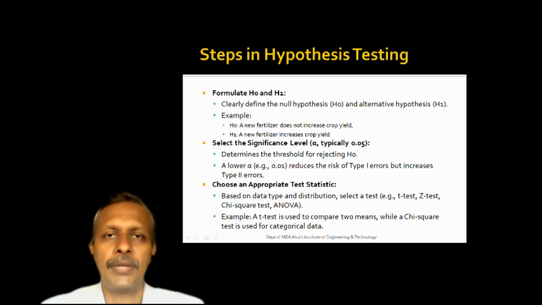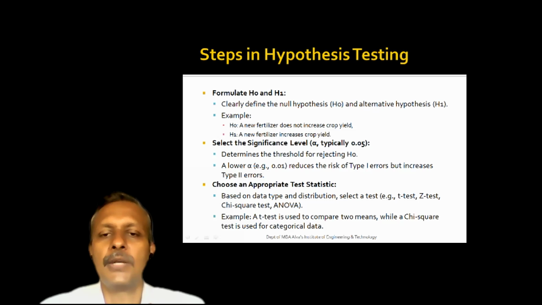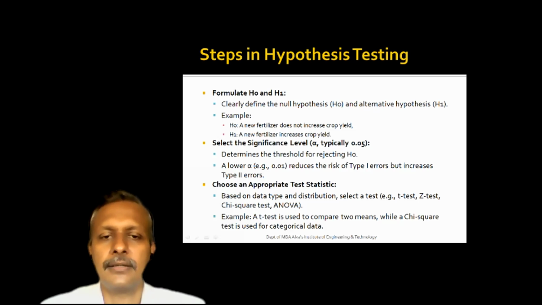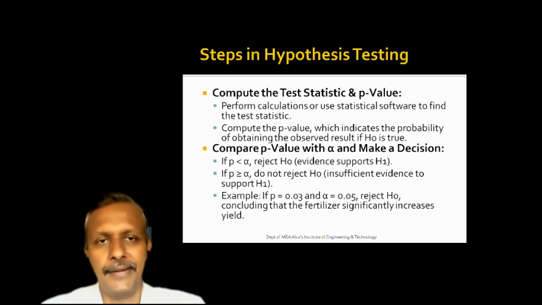Choose an appropriate test statistic. So the next step is, based on the data type and the distribution, we need to select an appropriate test. The test would be a t-test, a z-test, or a chi-square test, or it can be an analysis of variance that is denoted by ANOVA. So, for example, a t-test is used to compare two means while a chi-square test is used for categorical data.